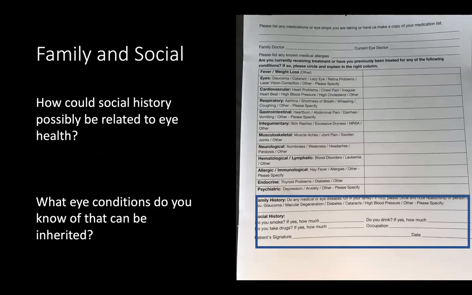It also may help us delineate the risk of undergoing certain types of anesthesia. While most of the anesthesia we use in eye surgery is topical, there may be some cases that we really want to know better some of their other health issues. And then their family history. So you may know of some eye conditions that can be inherited, things like Fuchs corneal dystrophy, or even cataracts, macular degeneration. These are things that can be inherited. And it's nice to know if the patient has a family history of this before we even see them.